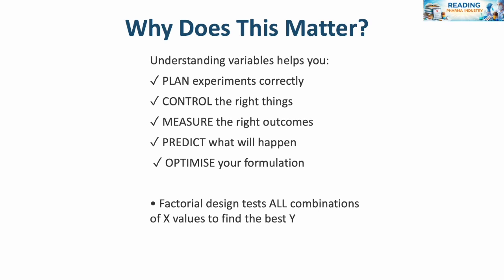Once you understand the relationship between x and y, you can predict y for any value of x. And ultimately, it helps you optimize your formulation. Using this, you can find values of x1 and x2 to get the best value of y. And that is what factorial design is all about. So basically, it helps with systematically testing all combinations of x values to find the optimum y.